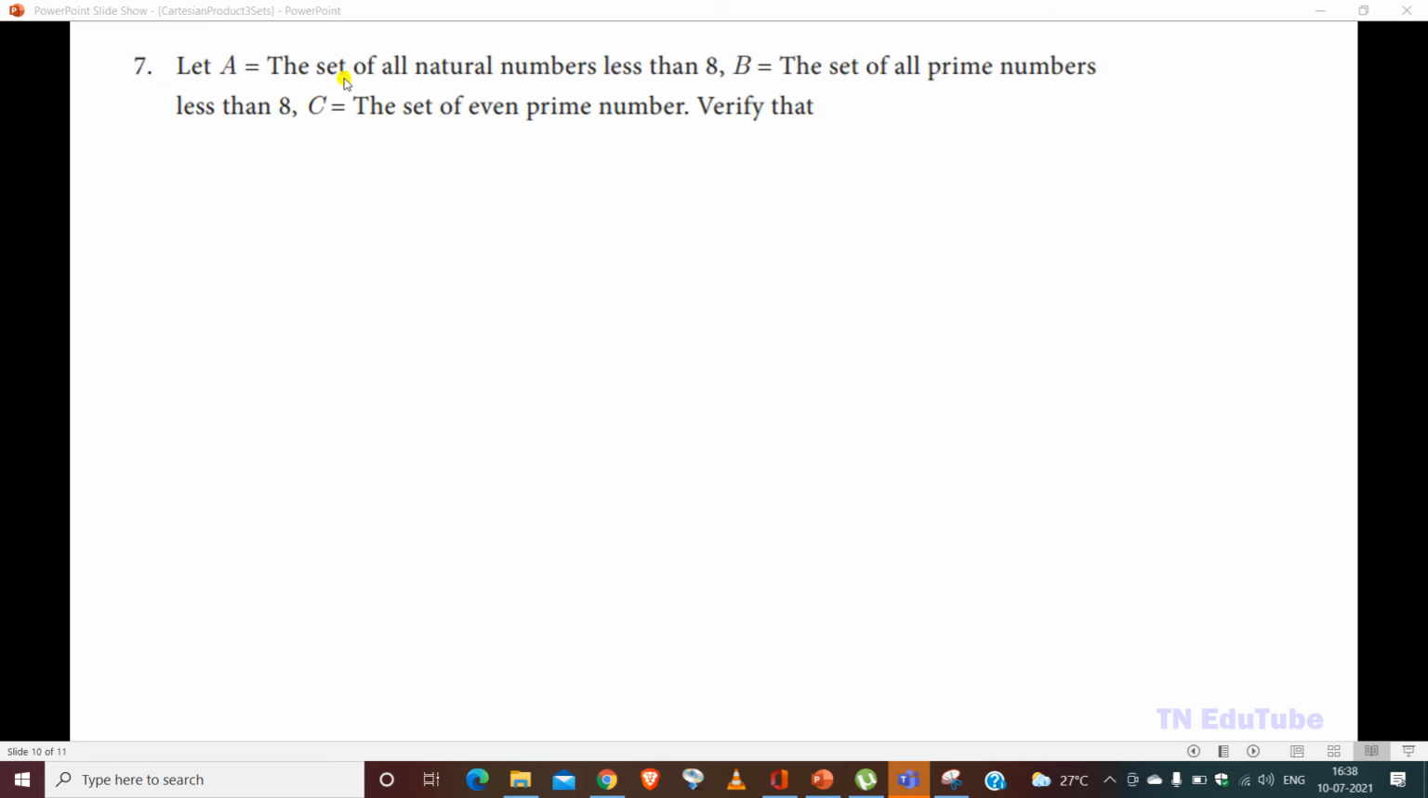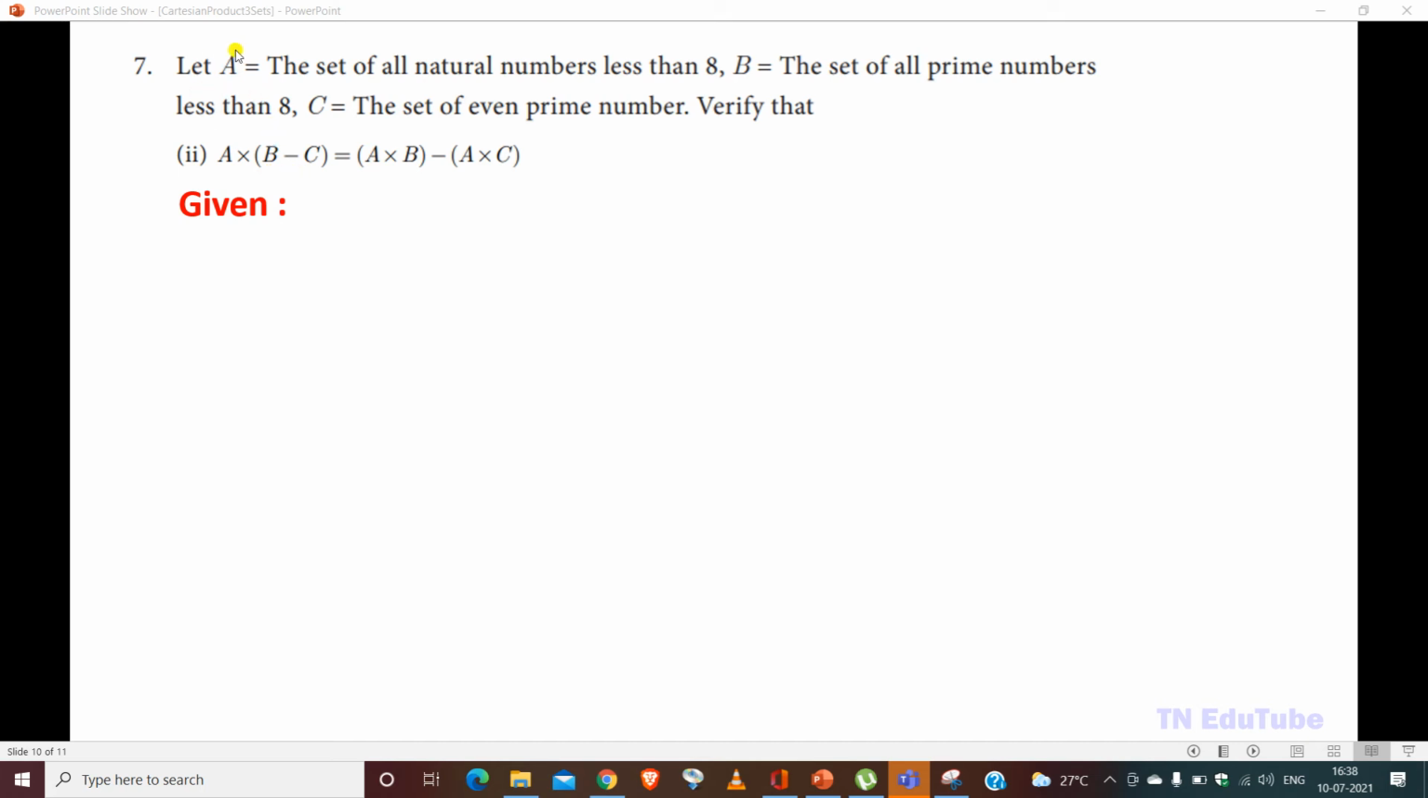7th question, the set is given in wordings, isn't it? Set builder form. Here it is the set of all natural numbers less than 8. So you have to change the sets into roster form first. For the second sum, the first sum you take as homework. Here, left hand side, A cross B minus C.